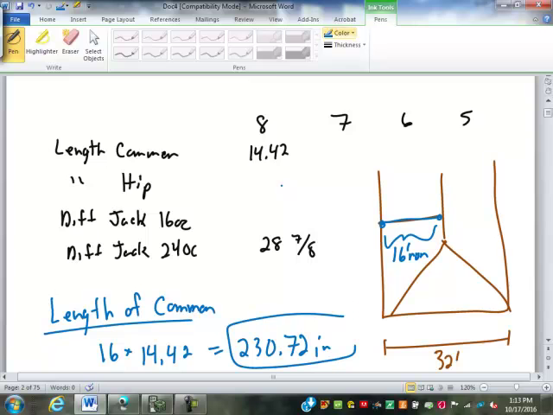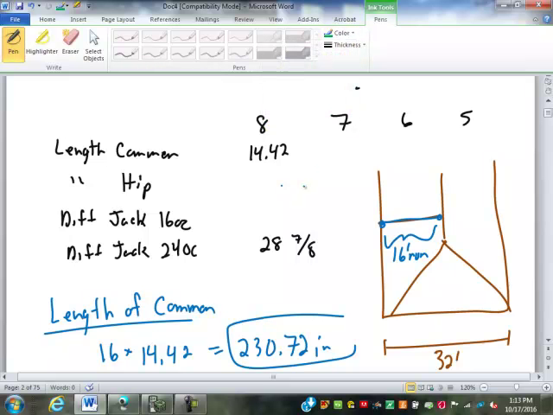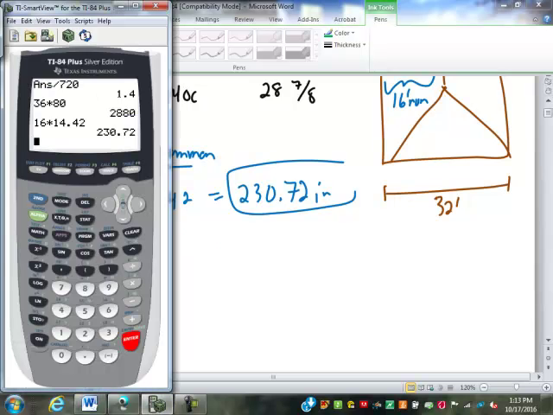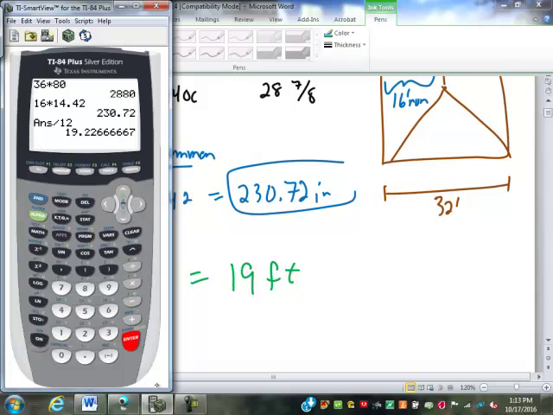Now that is inches. We want that converted to feet and inches, and probably to the nearest 16th of an inch. So how do we do that? Well, I'm going to do it right on my calculator. 230.72. To go from inches to feet, I divide by 12. So you're at 19.2266. So that is saying that is 19 feet. It's divided by 12 and it converted to 19.2266666.